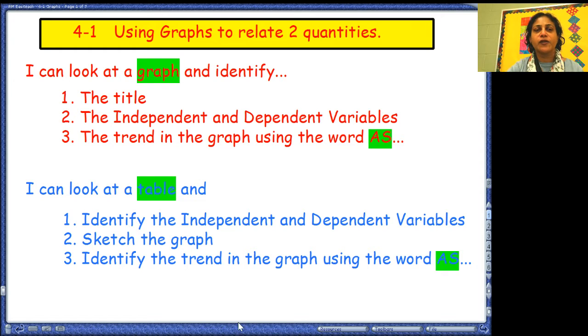Hi guys, today we're going to learn how to graph and how to relate two quantities on a graph. These are the objectives for today, and here we go.